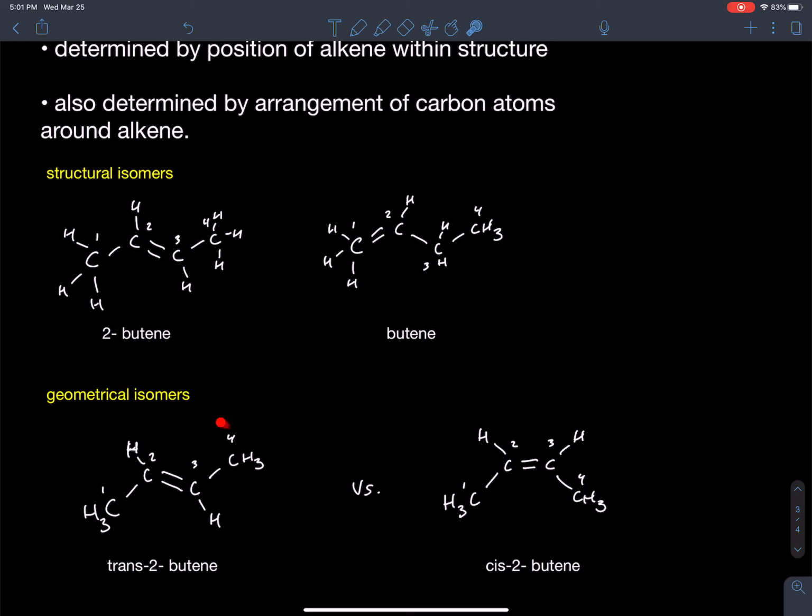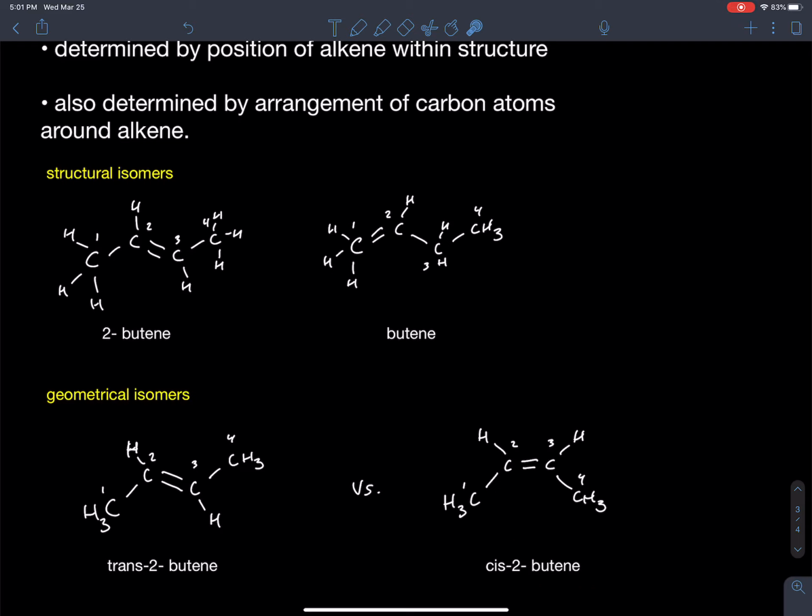So the name of this molecule is trans-2-butene. That's because this carbon substituent is on the opposite side. When they're on the opposite side of the double bond, it's called trans. This carbon and that carbon that are attached to the double bond are on the same side, so they're called cis-2-butene.